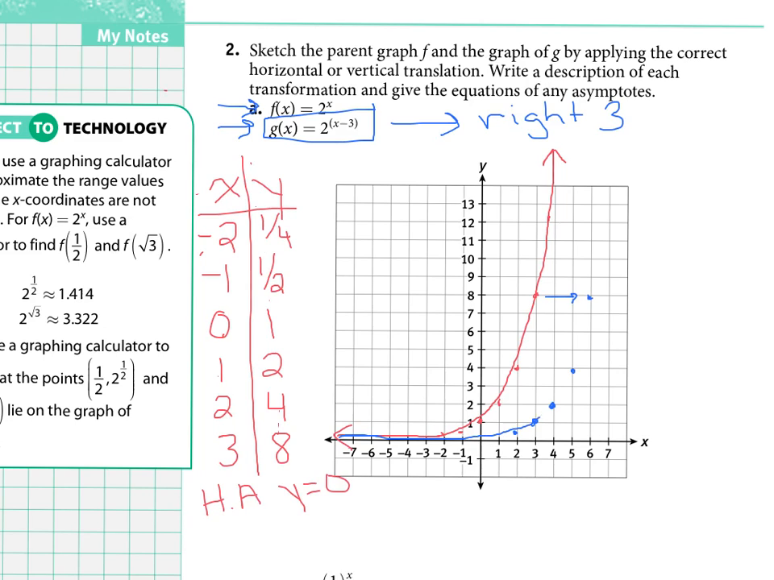If you look at your graph, you should notice the shape didn't change. It's not vertically stretched or shrunk. It's the same shape, just shifted to the right. Also, the horizontal asymptote has not changed. It's still y equals 0.